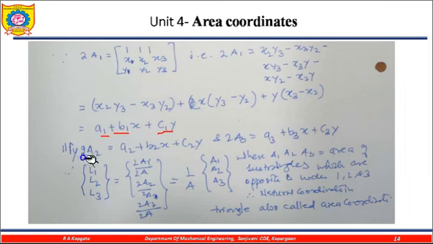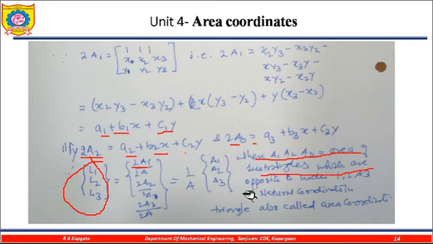By the same methodology, 2A2 is equal to A2 plus B2x plus C2y. Similarly, 2A3 is equal to A3 plus B3x plus C3y. Hence L1, L2, L3 is equal to twice a1 upon 2a, twice a2 upon 2a, and twice a3 divided by 2a. So that is equal to a1, a2, a3 upon a1 plus a2 plus a3. Hence what we observed is that a1, a2, a3 are the areas of the subtriangles which are opposite to nodes 1, 2, 3. Hence the natural coordinates in a triangle are also called the area coordinates.